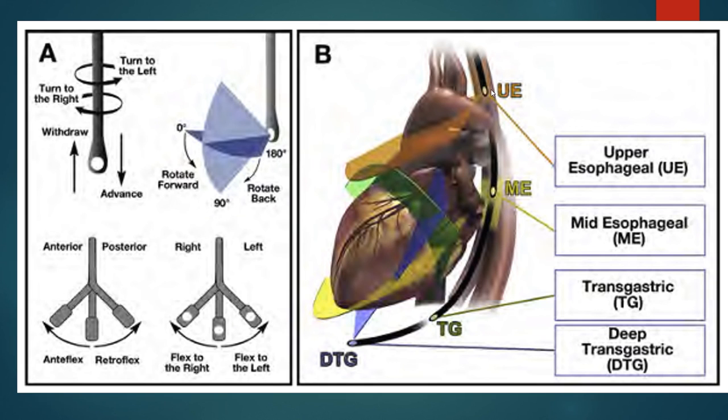If you're in the upper esophagus, you're going to be seeing aortic structures, the ascending aorta, seeing a little bit of the aorta, the 0-degree views for your left atrial appendage. Mid-esophageals, we're going to obtain most of our images, and then we'll talk about transgastric and deep transgastric as well.